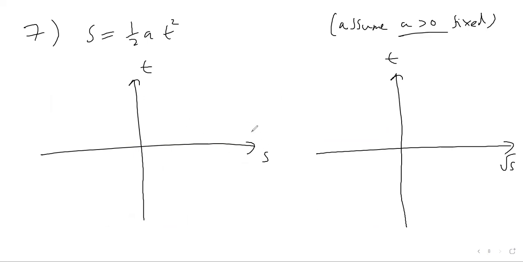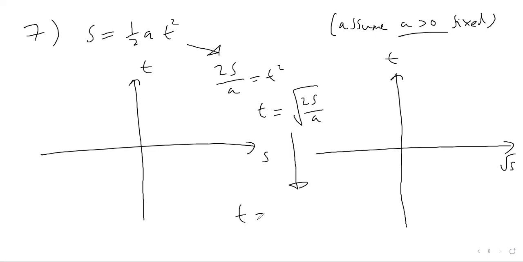Well, t against s. Let's just rearrange this first, like what we did before. Times both sides by 2, divide by a, you get 2s over a equals t squared. You can then square root both sides to get t equal to the square root of 2s over a. And if we just do the working down here, this is the same as t being equal to the square root of 2 over a times the square root of s. So our constant of proportionality is going to be this root 2 over a, assuming a is fixed and bigger than 0.